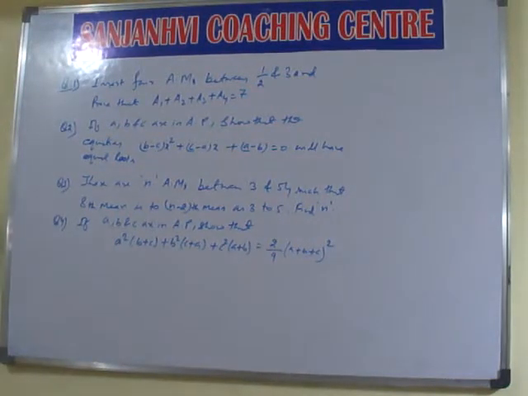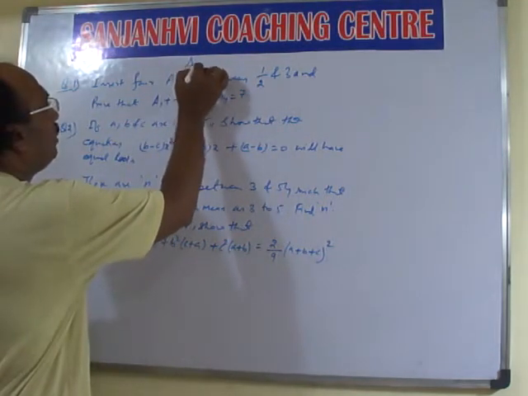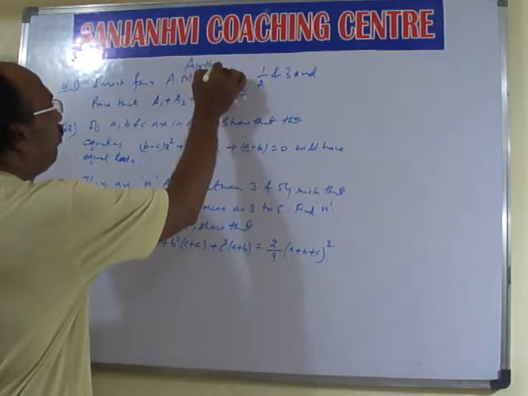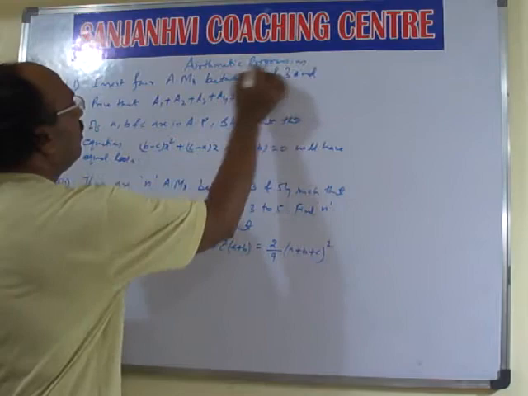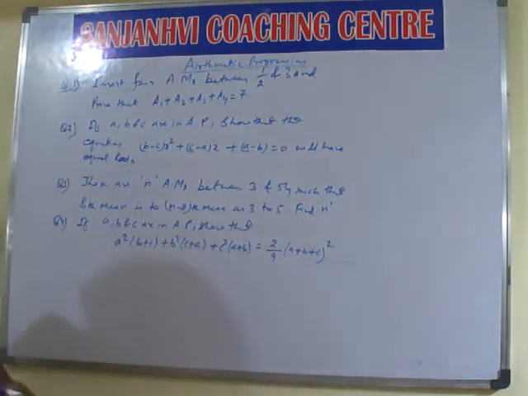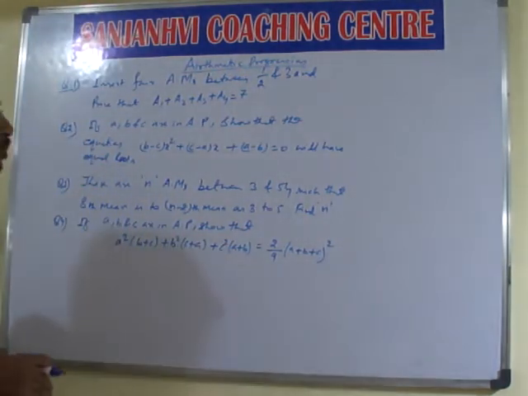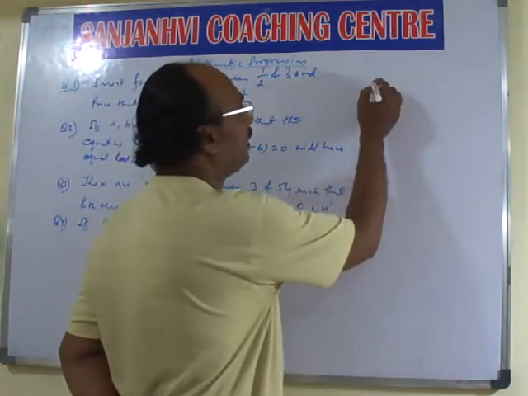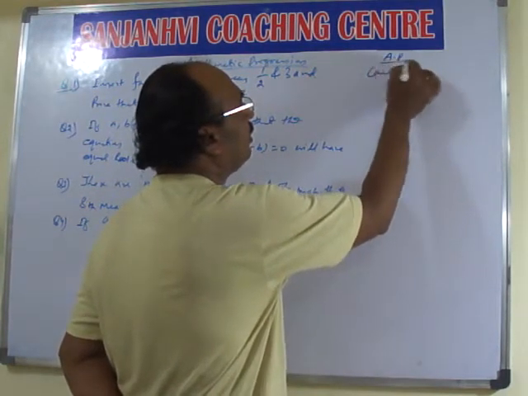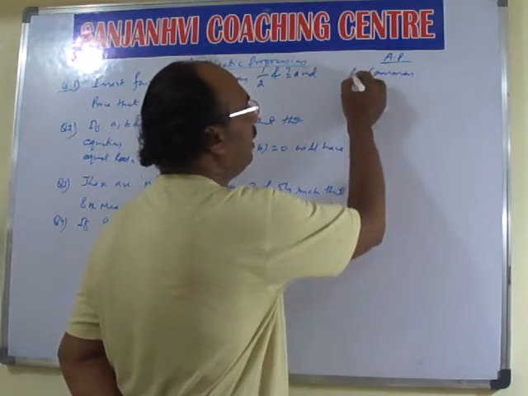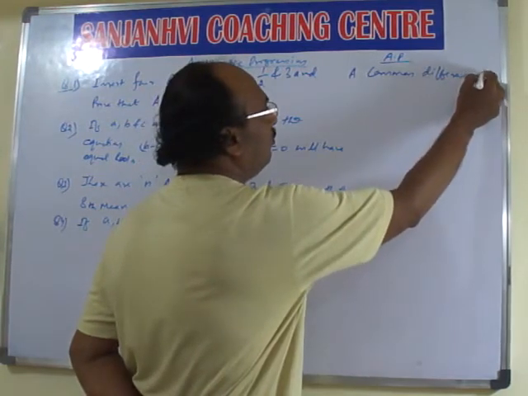Right, so we will have a discussion on this particular topic, and these questions are related to arithmetic progression. As we discussed in our last class, an arithmetic progression will be having a common difference in the series, correct? So an AP will be having a common difference D.